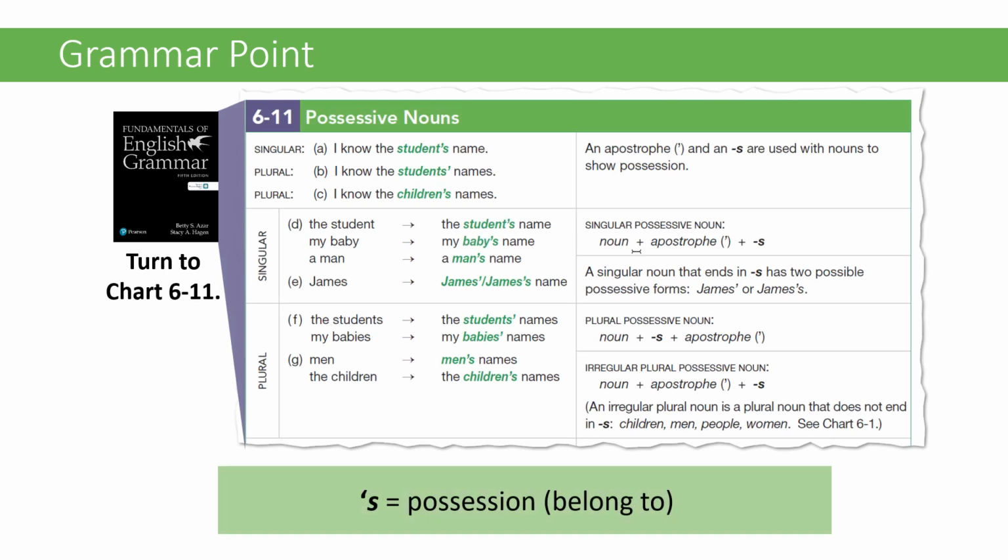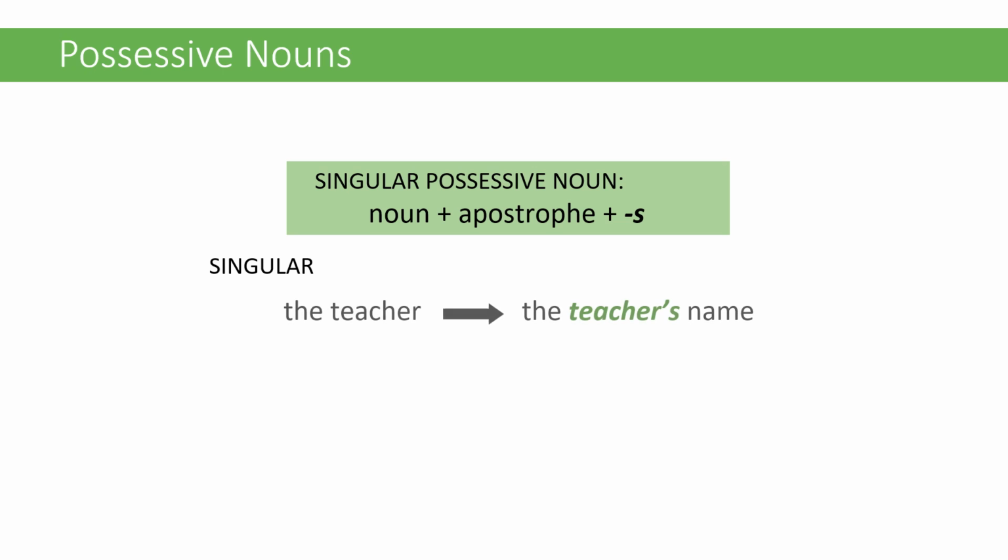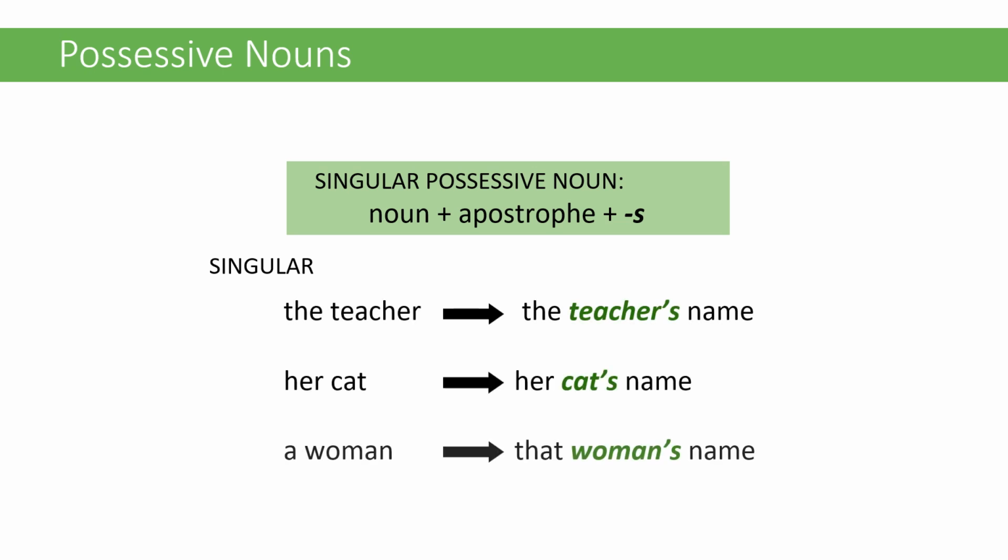A possessive noun uses an apostrophe S to show possession, or the idea of belonging to, or related to. For singular possessive nouns, we use apostrophe and S. Look at the first example, the teacher's name. This means the name that belongs to the teacher. Here are some more examples. Her cat's name. The name belongs to the cat. Or that woman's name. The name belongs to the woman.